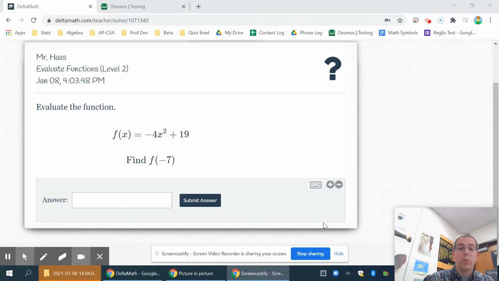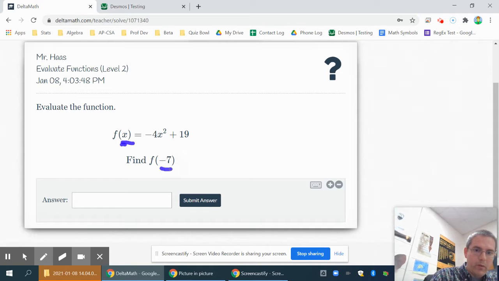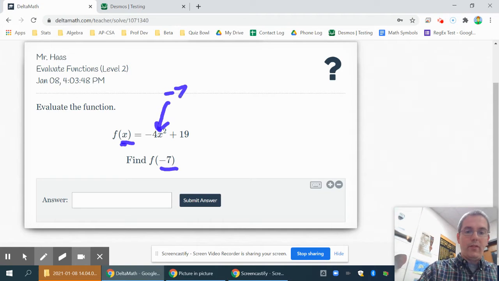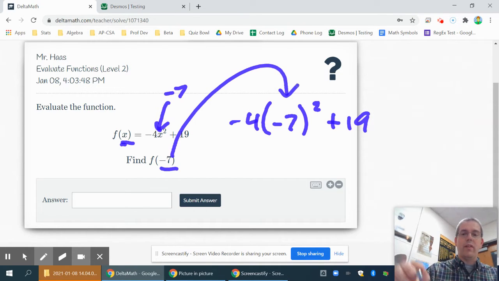Okay, on these particular problems, you're evaluating functions, so you can see how the x has been replaced with a number. What we're going to do is replace the x with a number. So we will replace the x squared with a -7. So technically what I have here is -4 times -7 squared plus 19. It is important when I replace the x, I put a parenthesis where the x used to be and stick the -7 right inside that parenthesis.